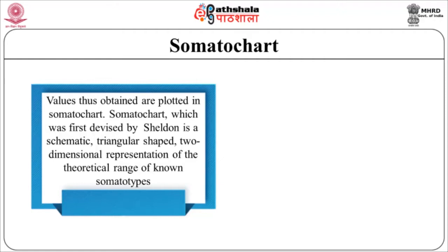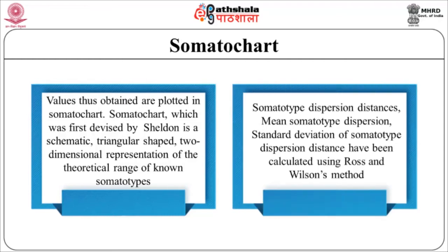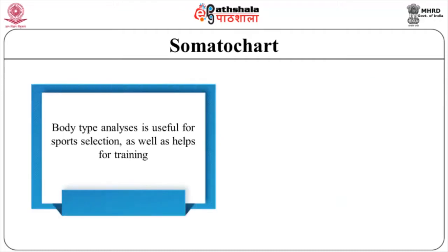Somatochart, which was first devised by Sheldon, is a schematic triangular-shaped two-dimensional representation of the theoretical range of known somatotypes. The figure shows the distribution of somatotypes plotted as points and their concentration on the chart. Furthermore, somatotype dispersion distance, mean somatotype dispersion, and standard deviation of somatotype dispersion distance have been calculated using Ross and Wilson's method. Body type analysis is useful for sports selection as well as helps for training.